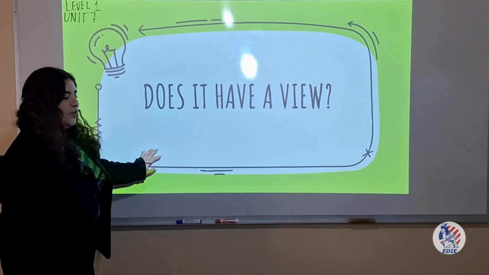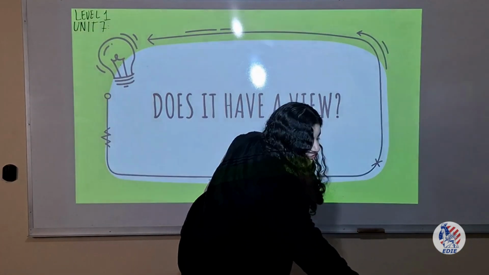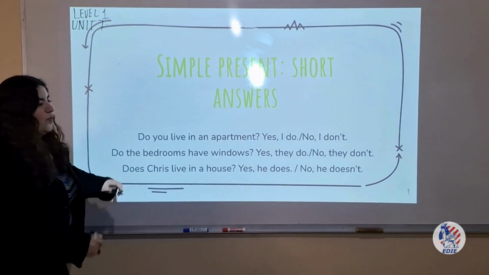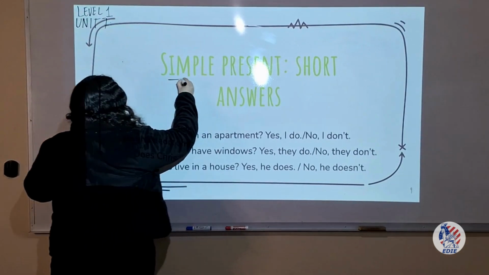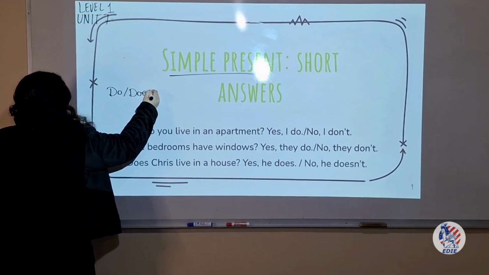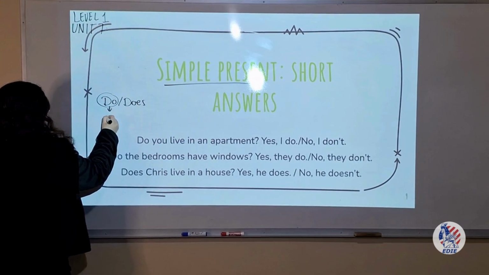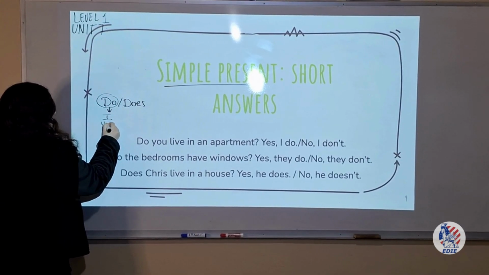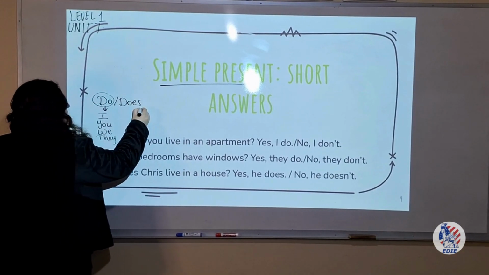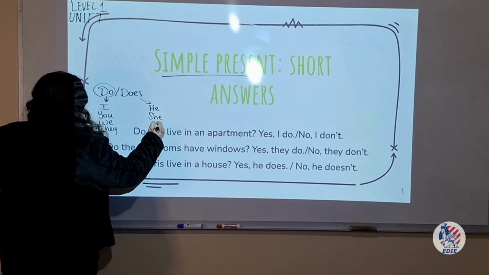Today we will be reviewing unit number 7 from your yellow book, which is Does it have a view? The first topic that we have is simple questions with short answers. Now, for this one we have to remember that the simple present is going to use do and does as our auxiliary. So remember that for do, we're going to stick to the pronouns I, you, we, and they. Meanwhile, for does, we're going to stick to the pronouns he, she, and it.